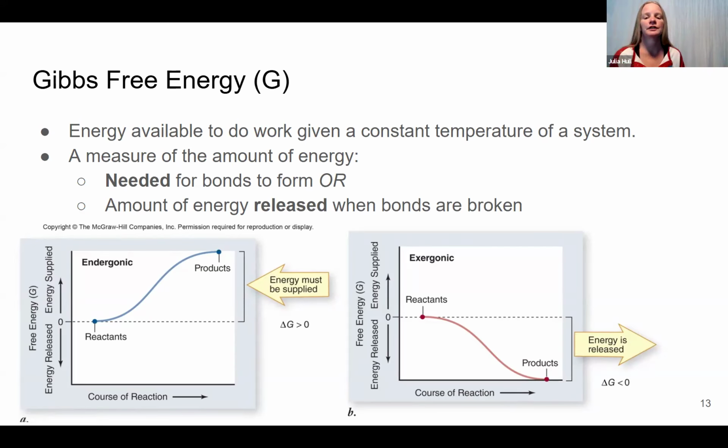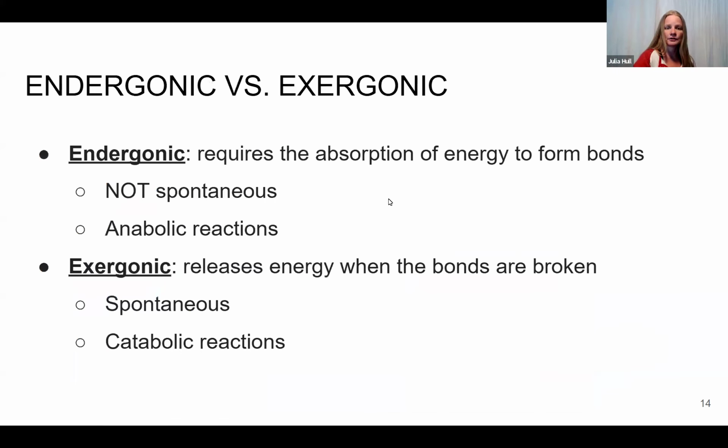Okay, so Gibbs free energy, then we can define it as the amount of energy that is needed for bonds to form, or the amount of energy that is released when we break bonds. So in an endergonic reaction, we need energy input, right? We need to clean up our bedroom. And in an exergonic reaction, we are going to release energy so that we can then harness that energy for other things, okay? So let's have a closer look at this.